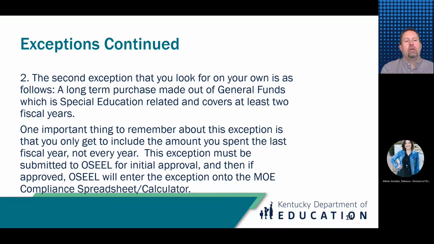So this one that you would look for on your own, again, it's a long-term purchase. Again, it has to be made out of your general fund, out of your state and local fund, and has to be special education related, and has to cover at least 2 fiscal years. So those are all the requirements around that.